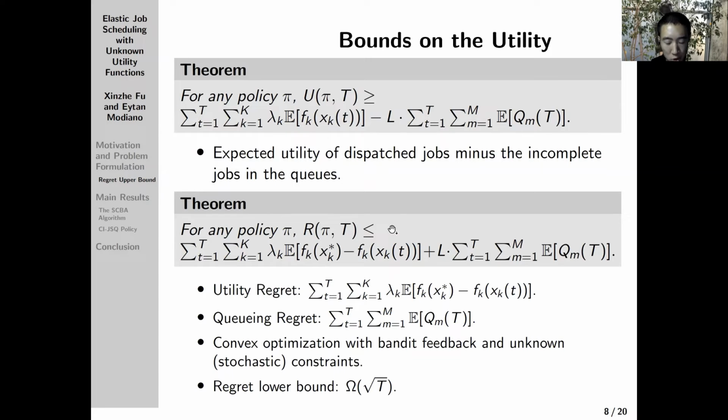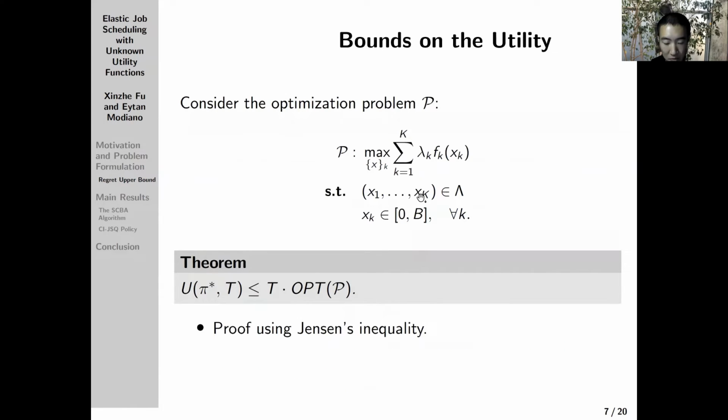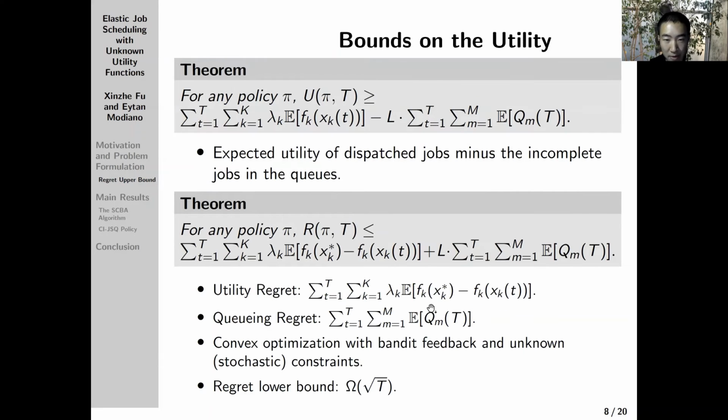So this bound shows that there is a close connection between solving the elastic job scheduling problem and solving problem P. Note that for P, we only have zeroth order, or bandit, feedback of the objective function, and the constraint x in Lambda is unknown and is parameterized by the means of stochastic processes. Hence, the elastic job scheduling problem has a close connection to convex optimization with bandit feedback and stochastic constraints. Based on this link, we can also show that a lower bound on the regret of the elastic job scheduling problem is at least square root of T.